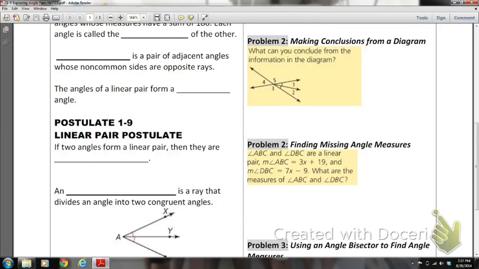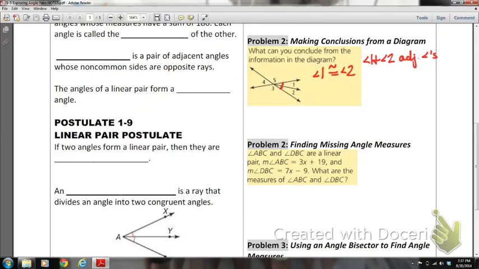In the next problem, we're making conclusions from a diagram. So what can you conclude from the information in this diagram? First, let's look at angle 1 and angle 2. Because of the congruence marking, we can conclude that angle 1 is congruent to angle 2. From the other definitions of pairs that we have been studying here, angle 1 and angle 2 are also adjacent angles.